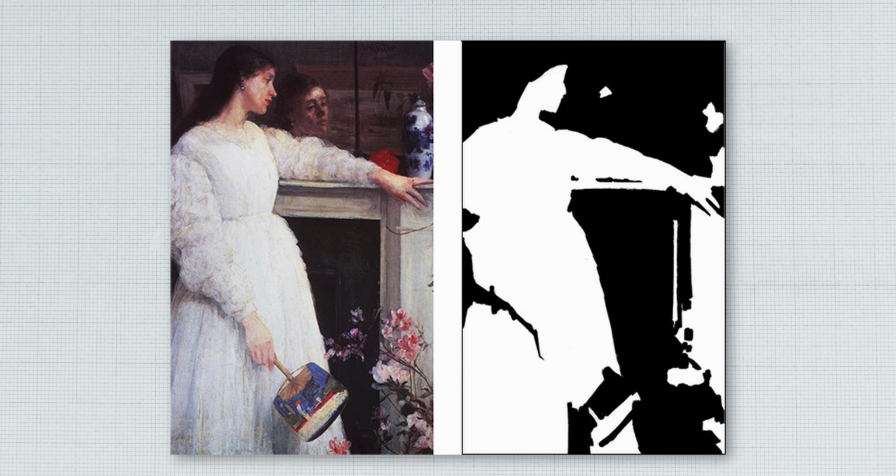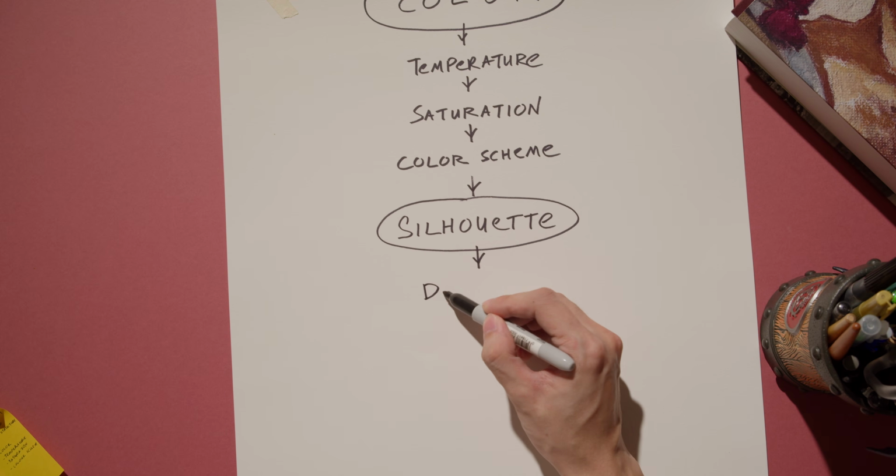A good way to learn this is again by doing notan studies. I'm pretty sure I'm saying that right. A practice where we take paintings or photographs and then turn them into two value compositions. So just pure black and pure white.